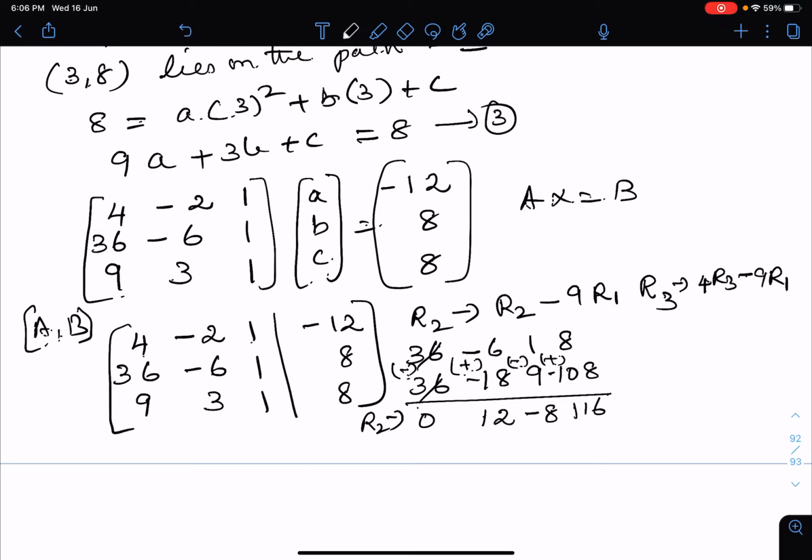Okay, what about 4 into row 3? 36, 4 3s are 12, 4 1s are 4 and 4 8s are 32. This is going to be our 4. What is this?